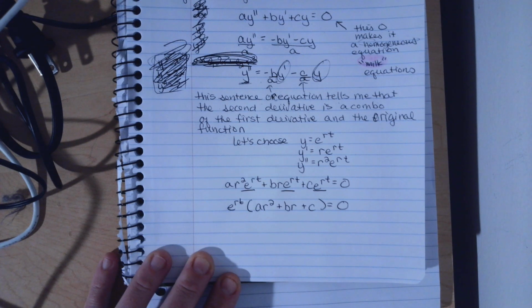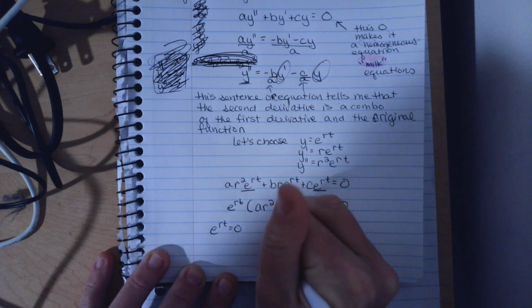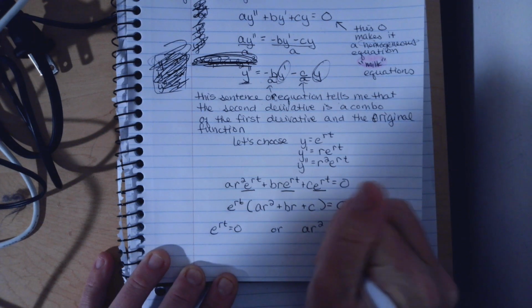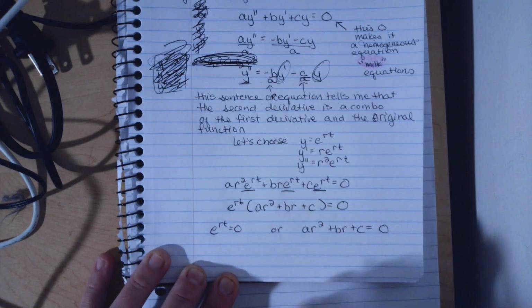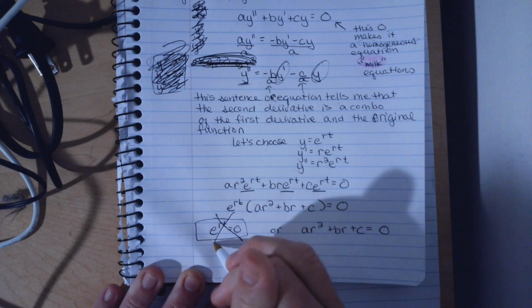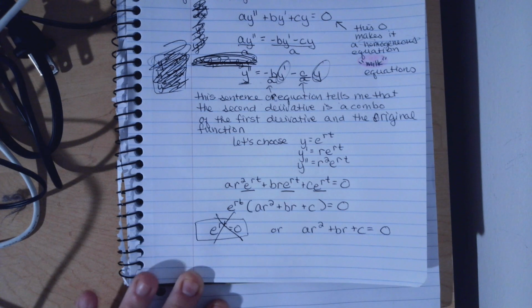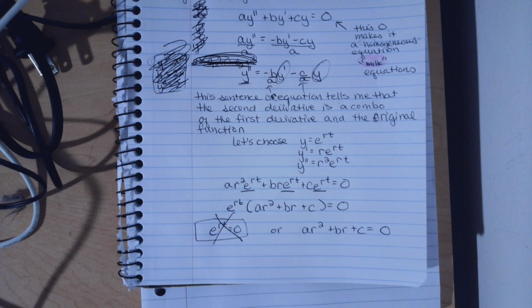Amazing. Okay? You've been here before. So typically, what do we do here? We say, well, then e to the rt has to equal 0, or ar squared plus br plus c has to equal 0. But guess what? Never true. e to the rt can't equal 0. e is a number, and raising a number to anything never equals 0. So we just get to ignore that left-hand side.